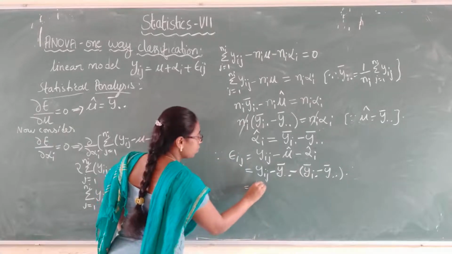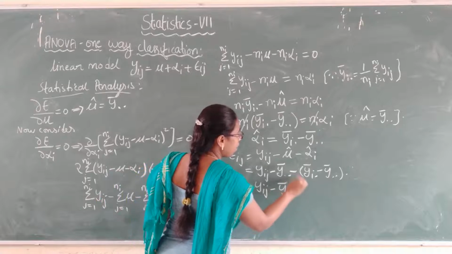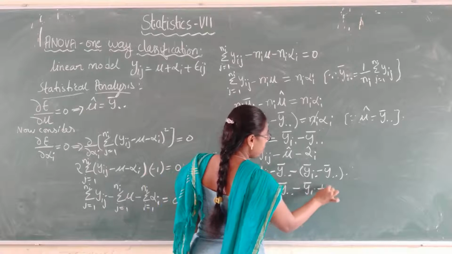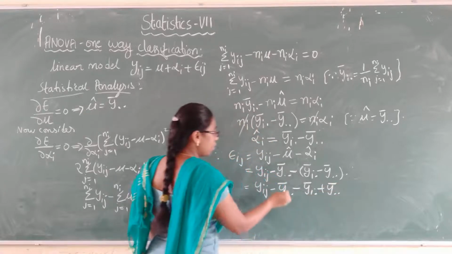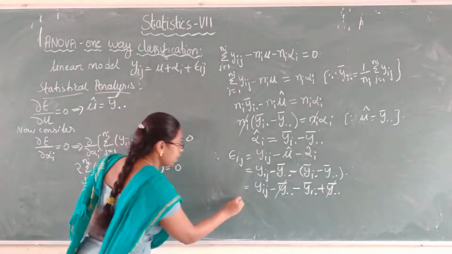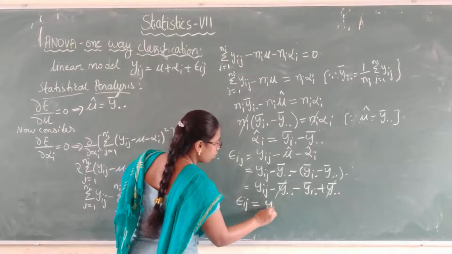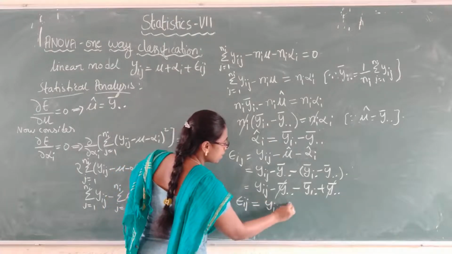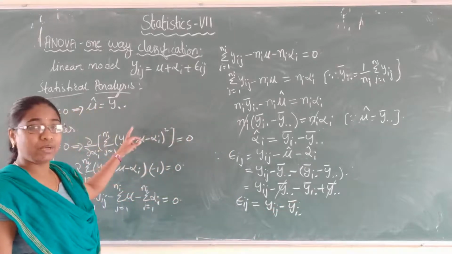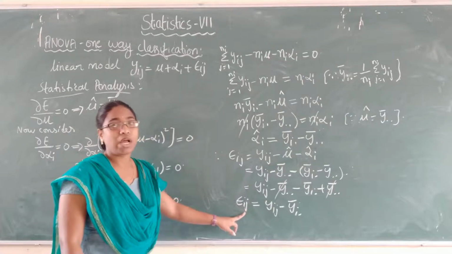So this equals Yij minus y double dot bar, minus yi dot bar, minus into minus plus y double dot bar. So plus y double dot bar and minus y double dot bar get cancelled. From this we get the Eij value equals Yij minus yi dot bar. So we got the mu value, the alpha i value, and also the epsilon ij value.